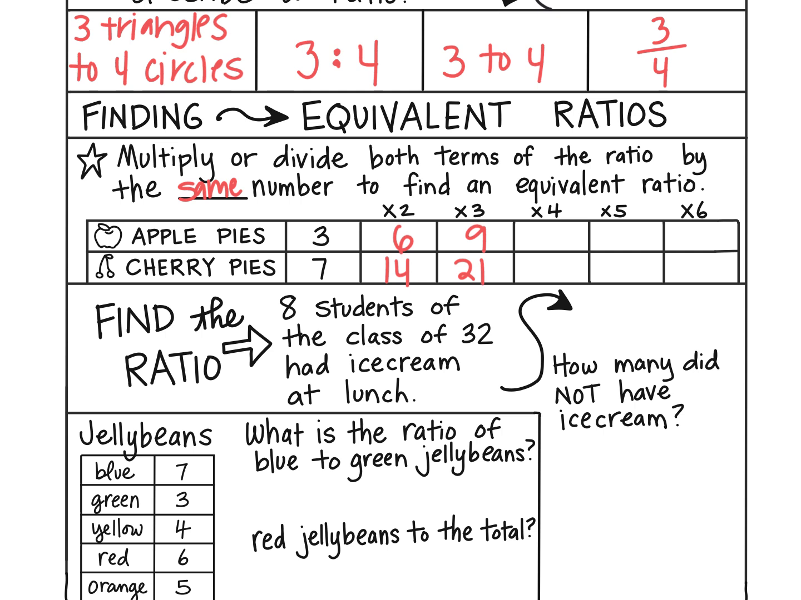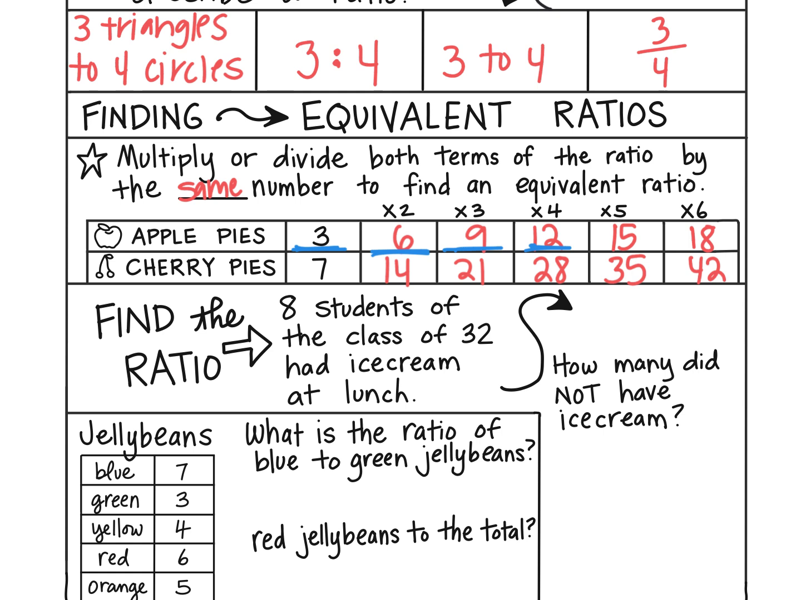What would my next apple pie be? 12, and then cherry pies would be 28. And then 15 and 35. And then I would have 18 and 42. If I were to put a fraction bar, notice these are now all equivalent fractions. Y'all see how that works? So equivalent fractions are very similar to equivalent ratios.